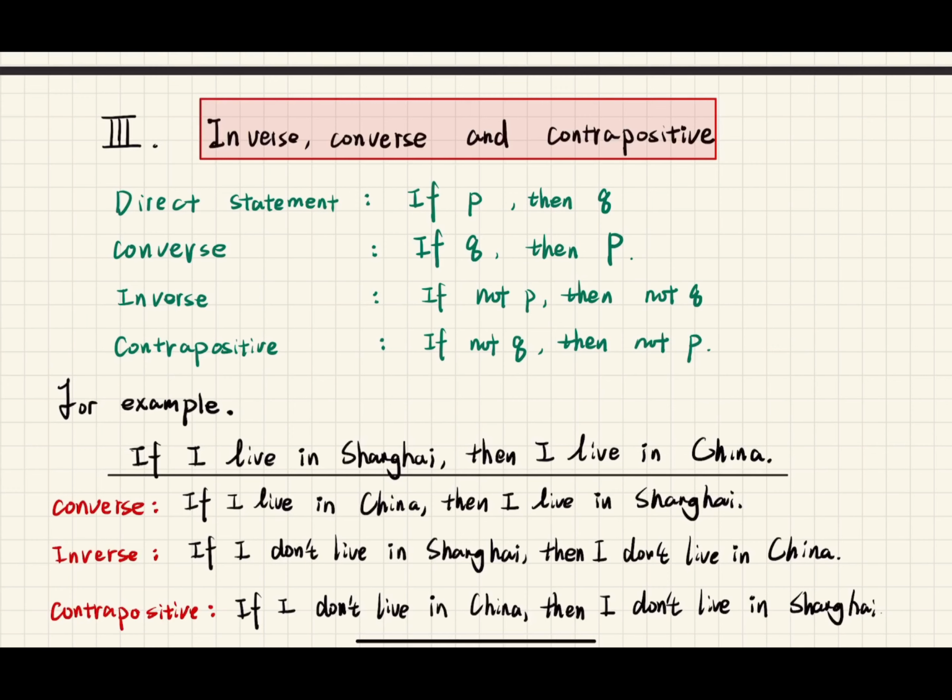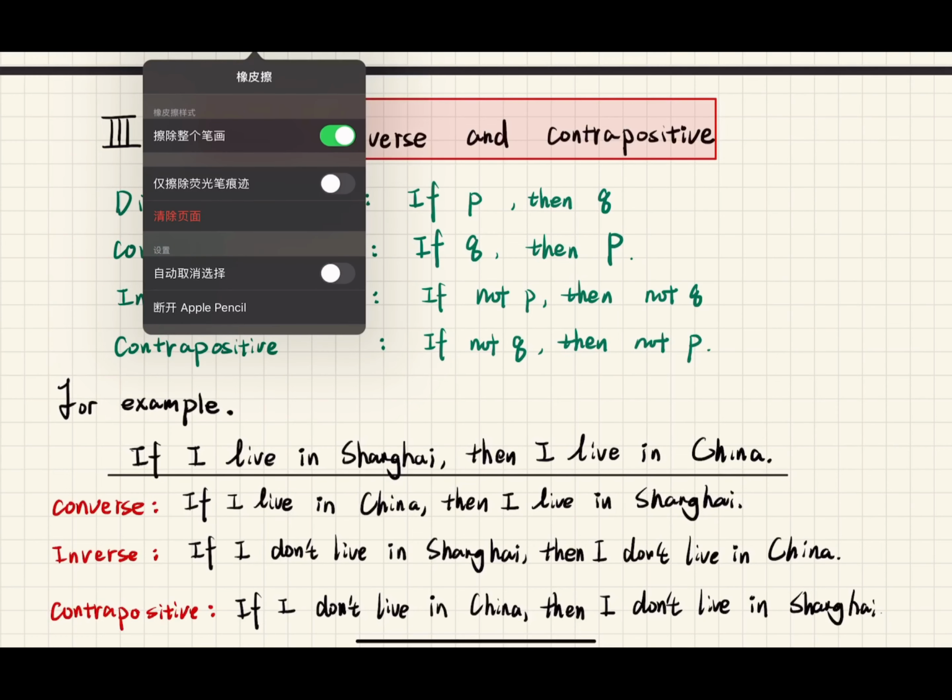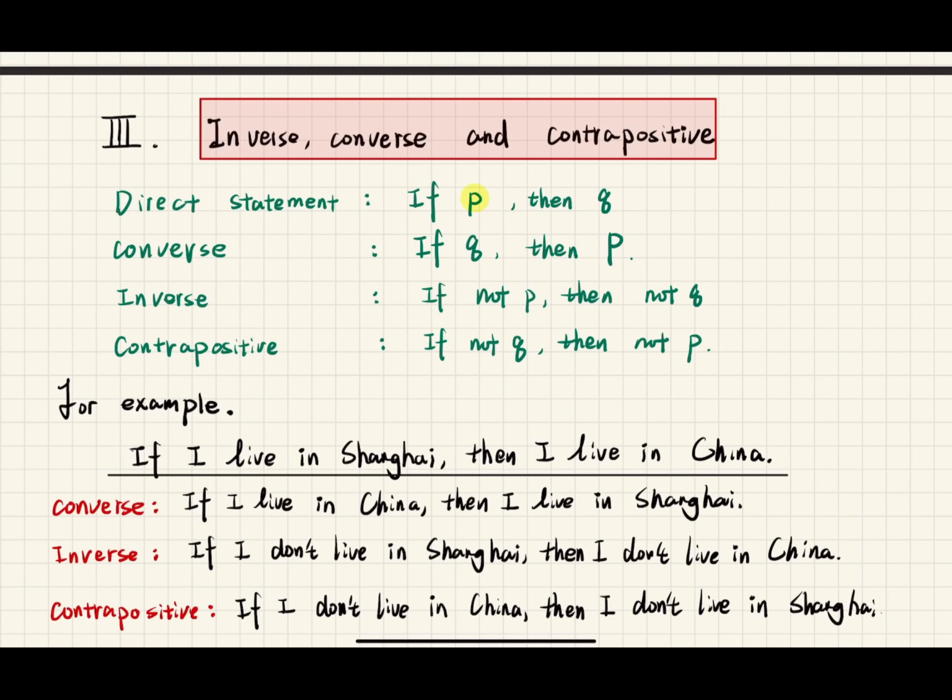And its inverse, we put double negation: if not P, then not Q. And the contrapositive is if not Q, then not P. So I'm going to do this with P in the yellow thing, right?